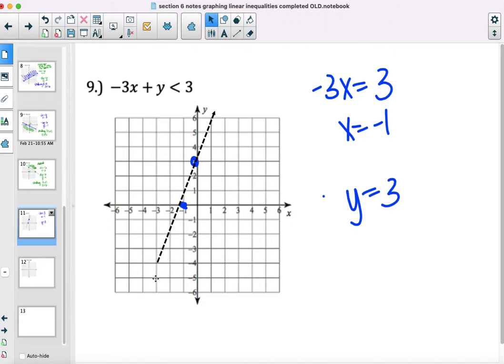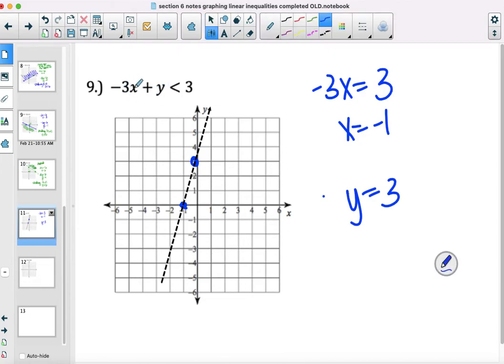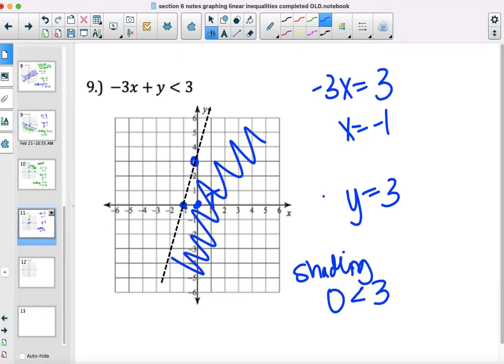And then for the shading, plugging in 0, 0, this whole side turns into 0, 3 times 0 plus 0. So is 0 less than 3 determined for the shading? And 0 is smaller than 3. And so 0, 0 is here on the graph, and it is true. So I'm going to shade this whole entire side.